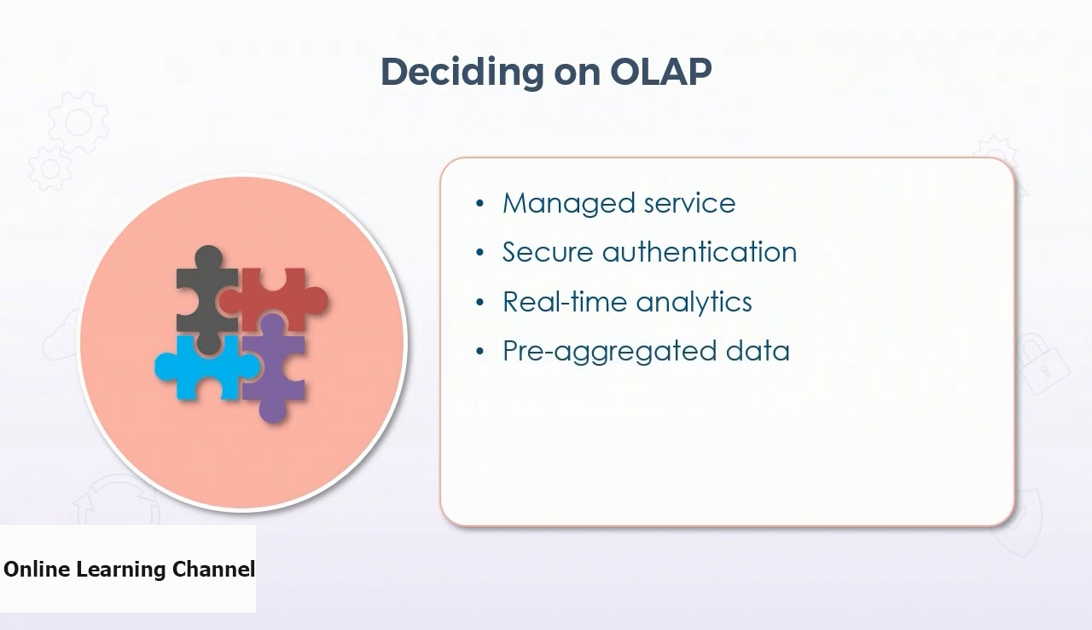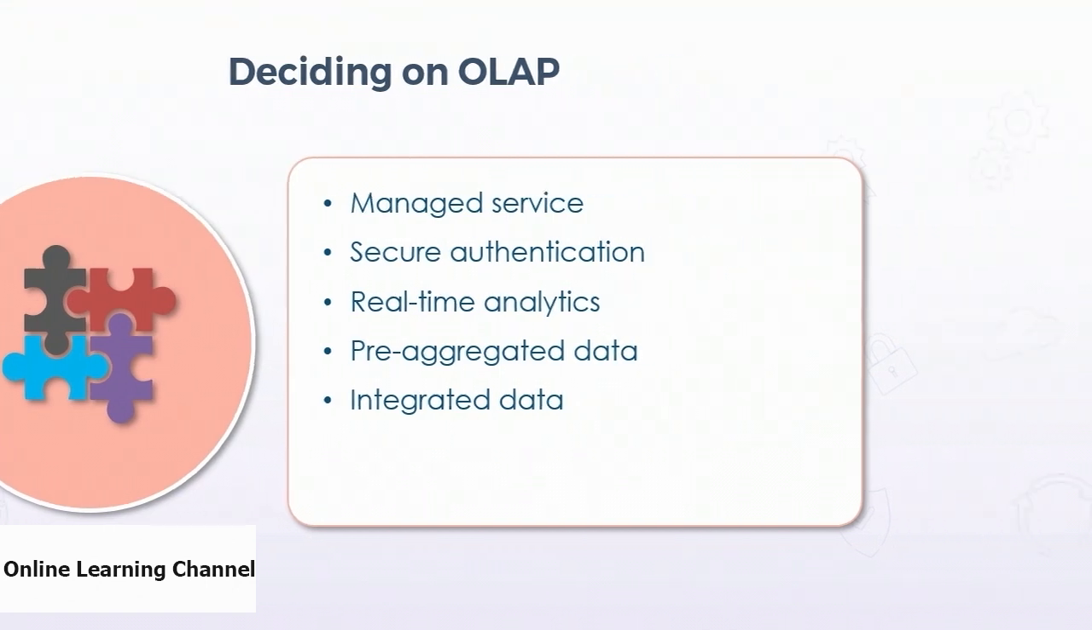So pre-aggregated data means that that data is already aggregated for you because, again, it's coming from multiple different sources. It's coming in multiple different shapes. So we want to have that data pre-aggregated. We want to be able to have it integrated. So we want integrated data. Do we want to integrate data with different services within Azure? Maybe we want to store some of this data. We can get some object storage or whatnot. So these are the factors you have to consider when you're deciding on an OLAP system that you're going to implement for your organization or your application, whatever the case may be.